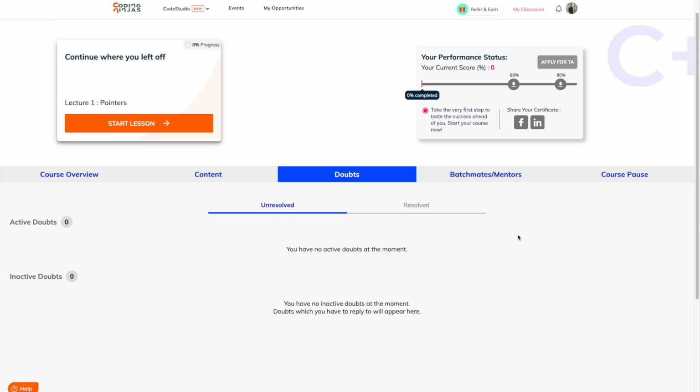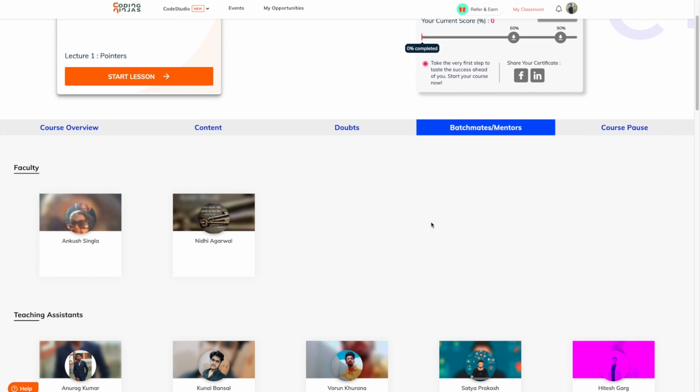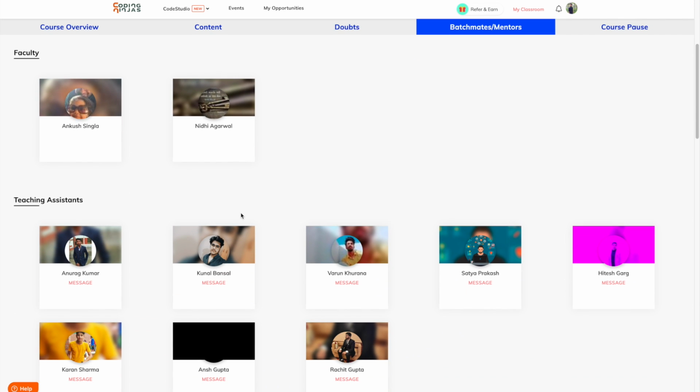Now, one of the key features that Coding Ninjas provides you is the doubt resolution system. If you're having a doubt, just go to their portal, post it, and the doubt gets resolved within an hour. Whenever you enroll in a course, you are allocated a batch, and that batch has some number of teaching assistants, and you get direct access to message them and ask your doubts.